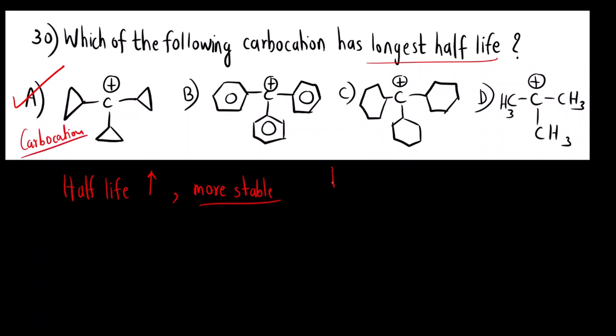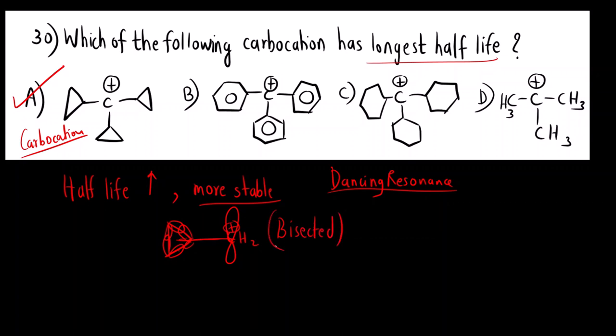Why? Because of the concept of dancing resonance. If you see this cyclopropane that is attached to a carbocation like this, this is one conformation, where the ring bond is exactly bisecting the p orbital. So this is called the bisected configuration. There is one more configuration that is possible. Here you can see this orbital is perpendicular, at an angle of 90 degrees to the p orbital. This is going to be less stable.